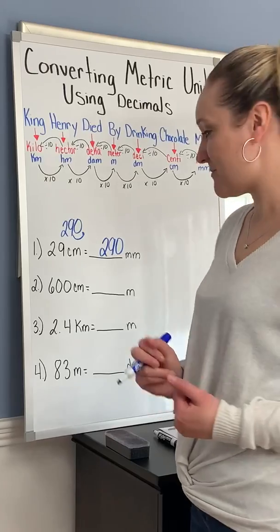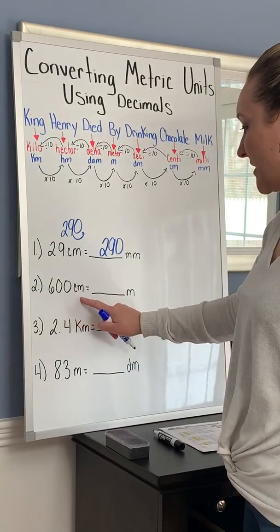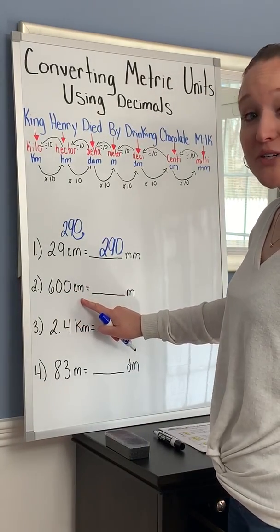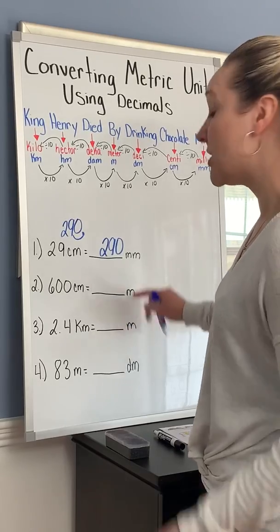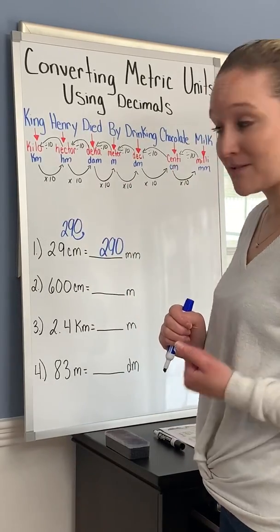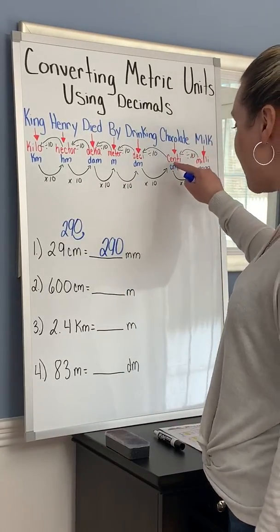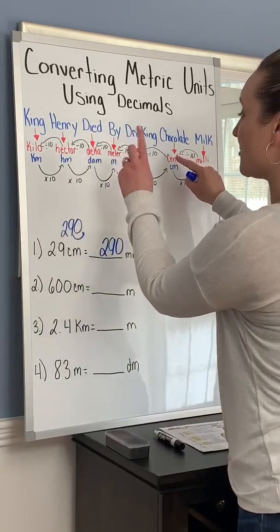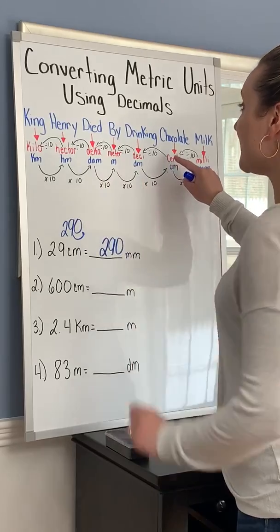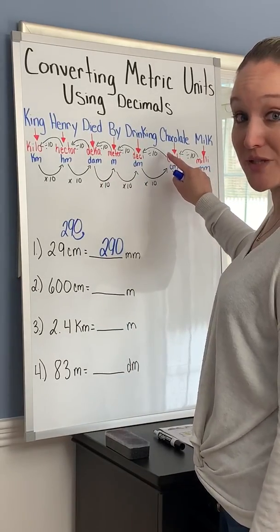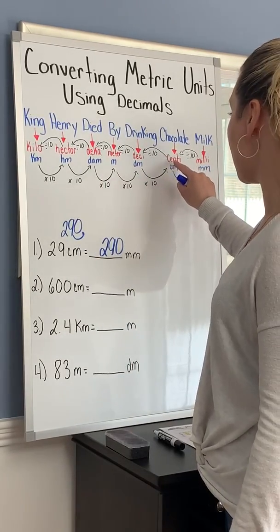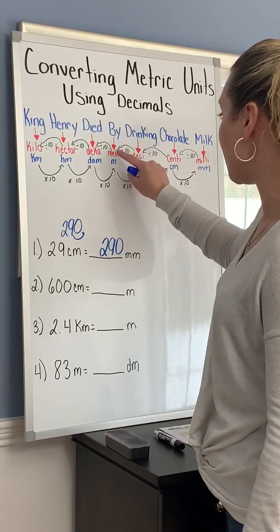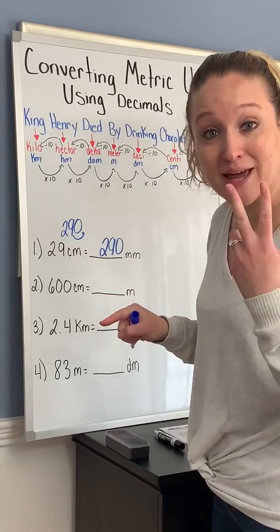Okay, let's try another one. I have 600 centimeters and I want to convert it to meters. So again, using my chart up here, I have centimeters as chocolate and I want to get to meters. But this time, meters is to the left. So ready? Let's see how many times I have to go to the left. 1, 2. 2 hops to the left.